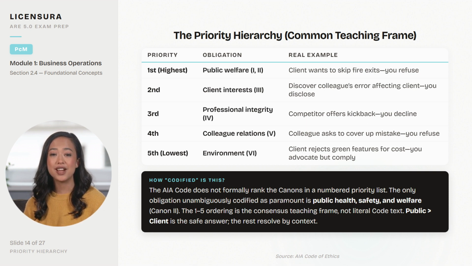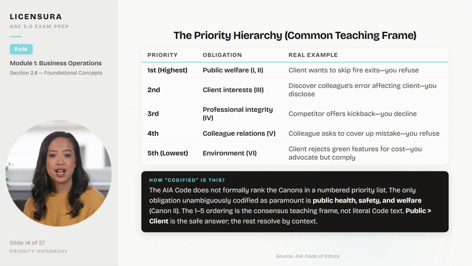Let me show you how this plays out on the exam. A question says, a client demands the architect ignore a code violation to save money. What should the architect do? You identify the conflict. Code compliance is Canon 2, public safety. Client wishes are Canon 3. Public wins, always. The answer is you refuse the client's demand and explain why.